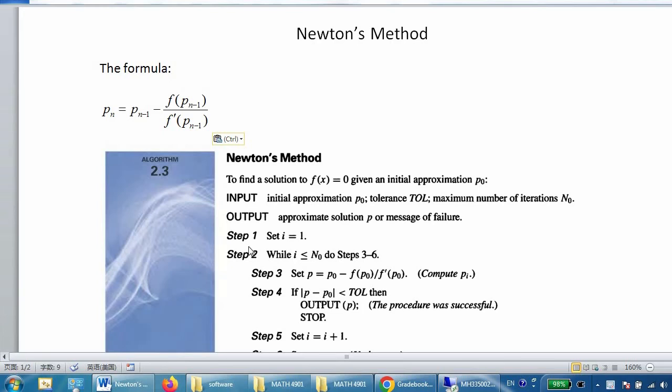Hello everybody, today I'm gonna talk about Newton's method. And here's the formula. Pn equals Pn minus 1 minus F(Pn minus 1) divided by the derivative of F(Pn minus 1). So that's the formula for Newton's method. Now let's take a look at the algorithm.